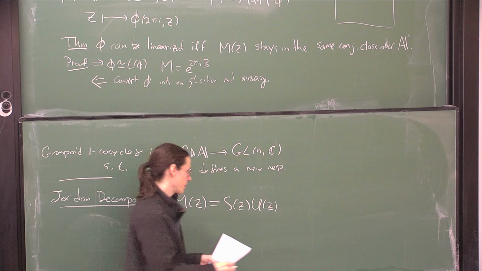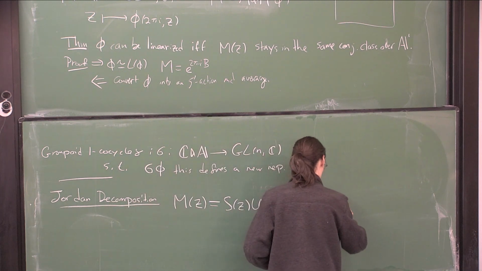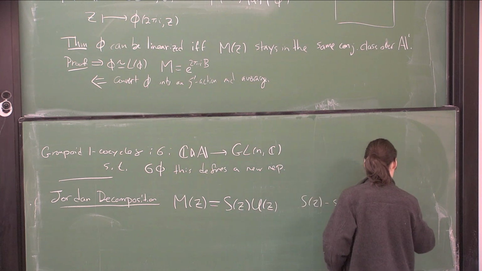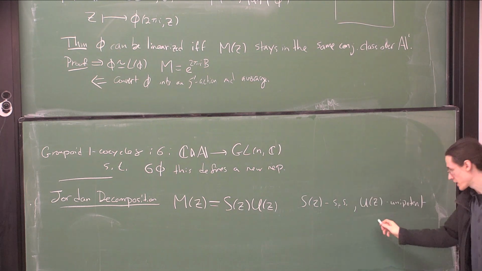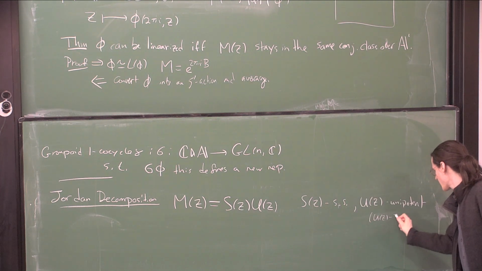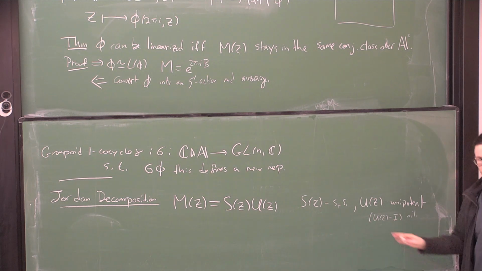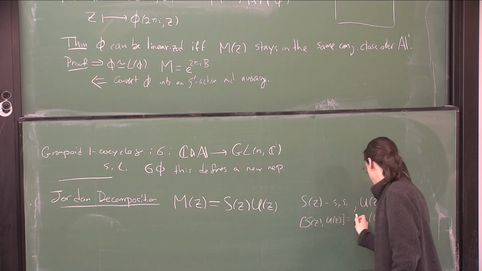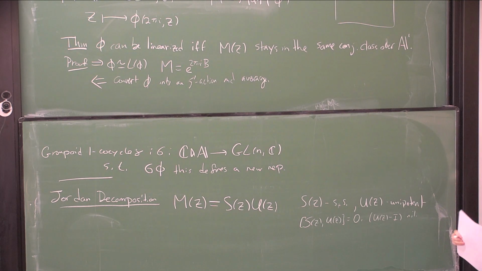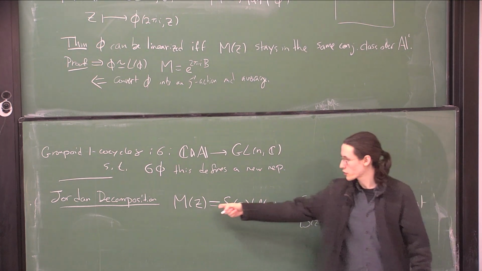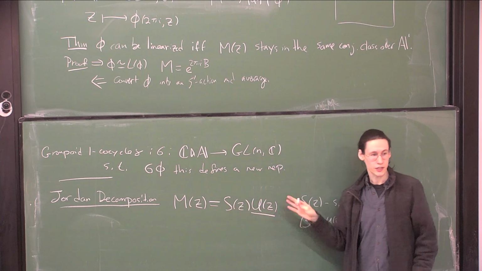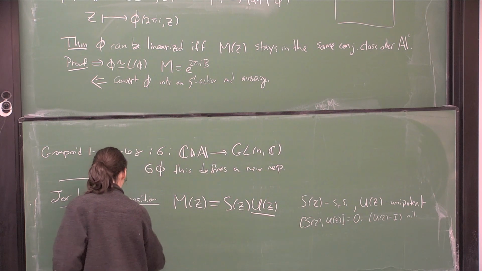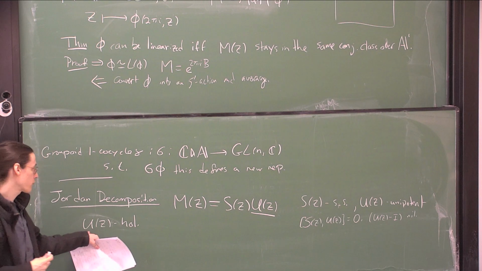where S is semi-simple, diagonalizable, and U is unipotent, which, by the way, means that U(z) minus the identity is nilpotent, and the two commute. And the interesting thing is that when you apply this Jordan decomposition at every point, this thing varies holomorphically, and it still defines an automorphism of the representation.